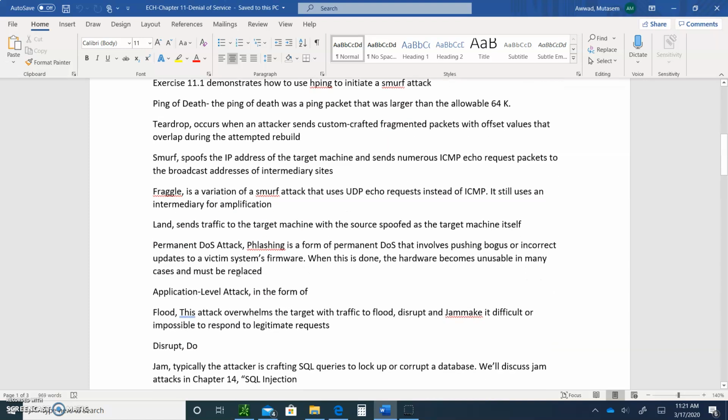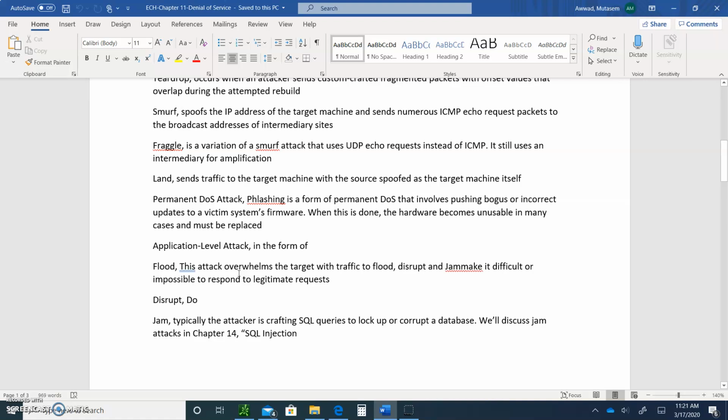All right. And there's a whole bunch of others, such as Fraggle, Land. There's permanent DoS attacks, such as flashing. So that's also another good thing to write down.